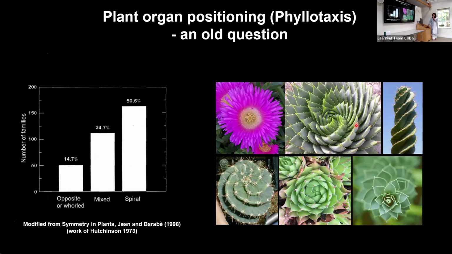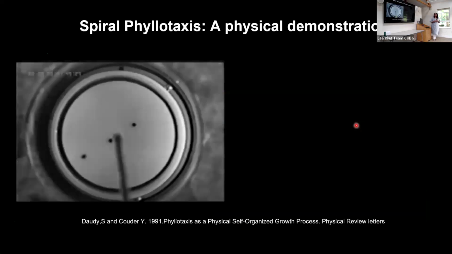Now, as you can see, these arrangements are so symmetric and precise that it has captivated the interest of not only biologists like me, but also mathematicians, physicists, and even computational scientists. And so there have been attempts made to explain how spiral organ formation may originate. So here is a physical demonstration of spiral phyllotaxis. What people did here is they took a petri dish, like a glass dish, and they put silicone oil in that, and they created a magnetic field around this glass dish, and they started to drop iron-containing droplets in this field.